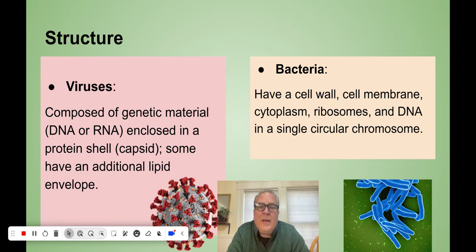Okay, then we have bacteria. Now, they are a single cell, as we mentioned. They all have cell walls. And like all cells, they do have a cell membrane. They have cytoplasm, ribosomes, and their DNA consists of a single circular chromosome.